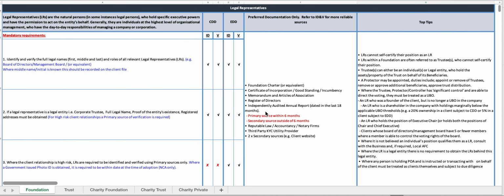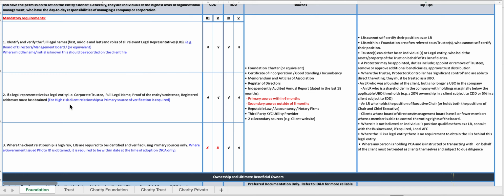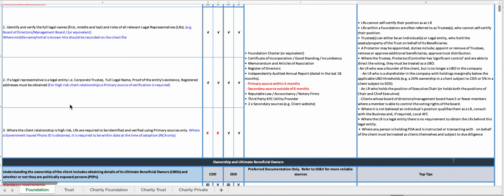Legal representation. So basically you need to identify and verify, for both EDD and CDD, the full legal names of those legal representations. So it's like your board of directors, for example. You would need to identify all the legal entities, any kind of corporate trustees. So you would need to get their full name and proof of entity existence. That is required for CDD and EDD.